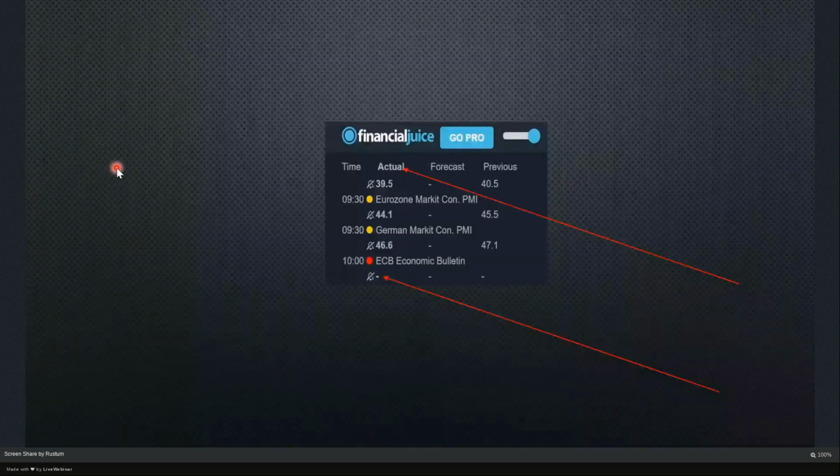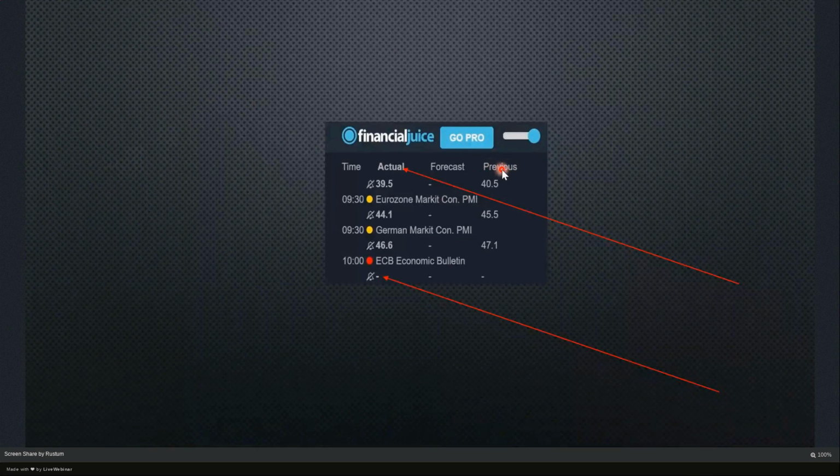This is the left-hand side here. So you get the previous figure, whatever the news is, like Euro market PMI. The previous figure was this, the forecast is whatever it is, and the actual is whatever number comes out. So this number comes out worse than the previous number. But what we are more concerned about is the forecast. If they've forecasted a certain amount and the actual becomes worse than the forecast, then it's usually bad for that currency.